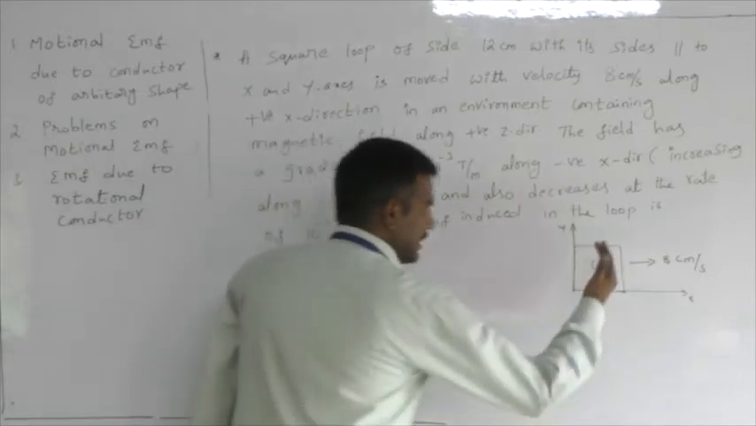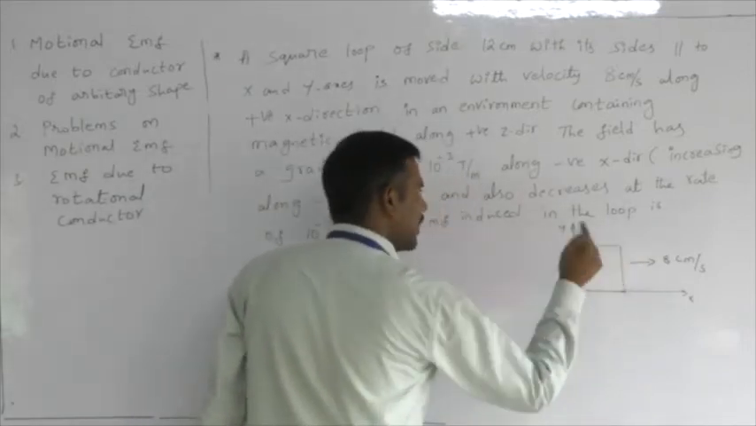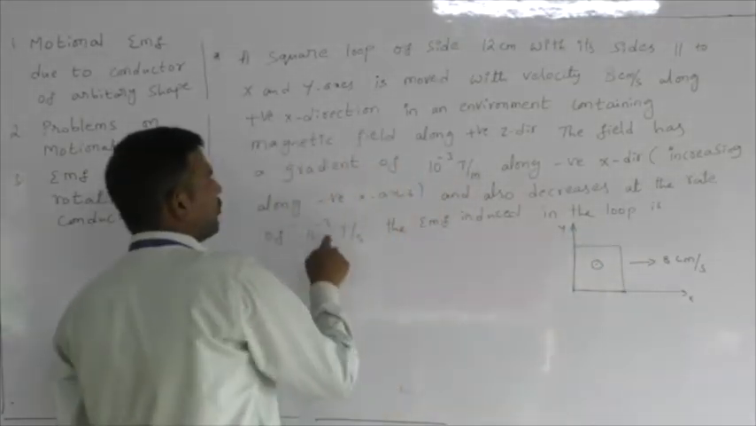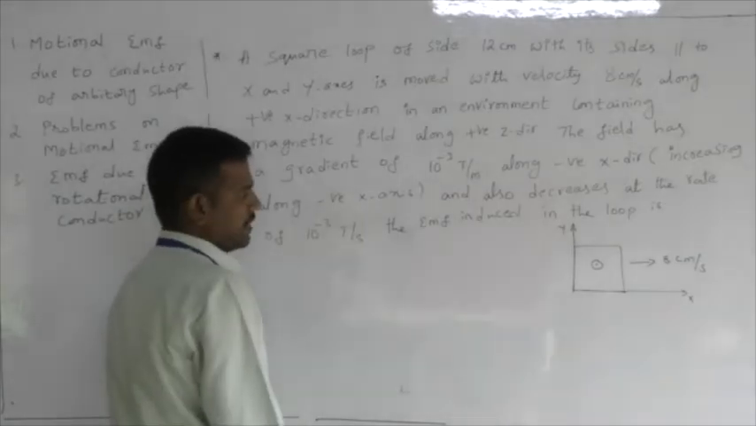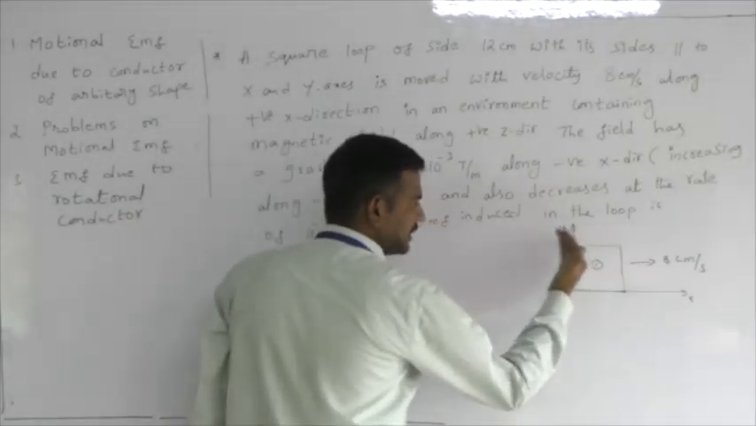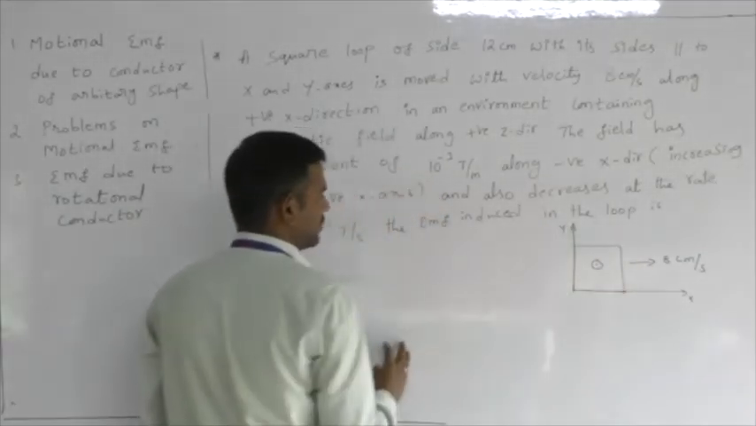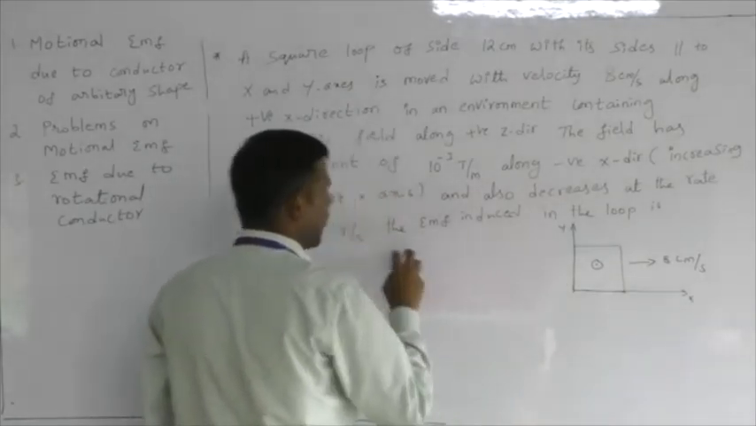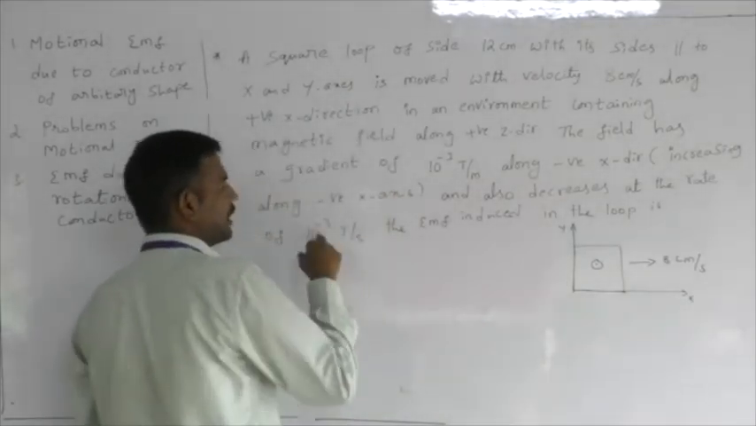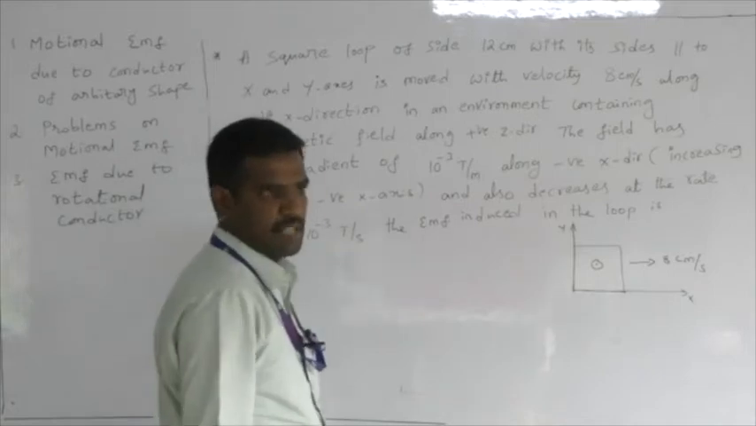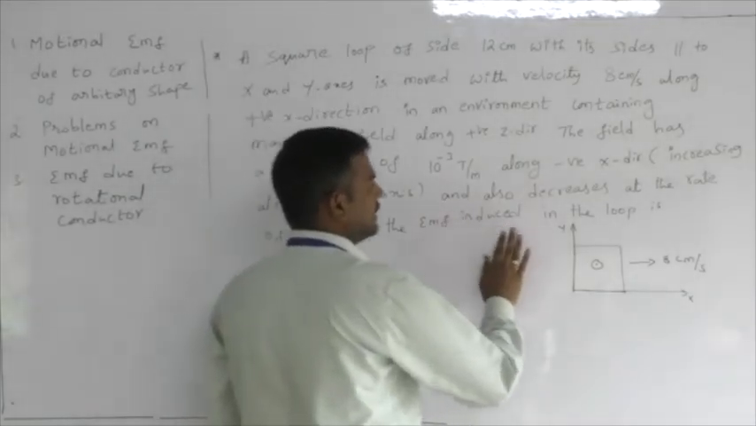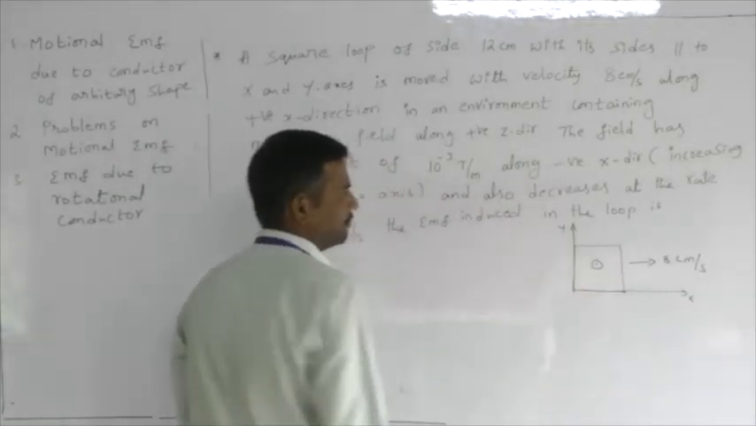So it keeps on increasing in this manner and also decreasing at the rate of 10 power minus 3 Tesla per second. So the field already exists in this direction with an increasing magnitude. And after some time, what happened? It starts decreasing at the rate of 10 power minus 3 Tesla per second. Now they are asking to find out what is the induced EMF in this loop.